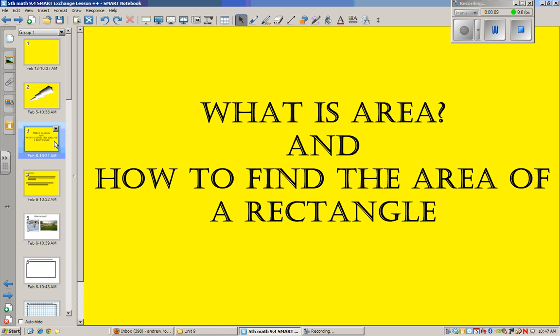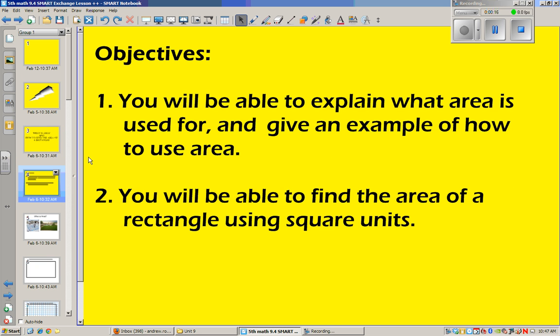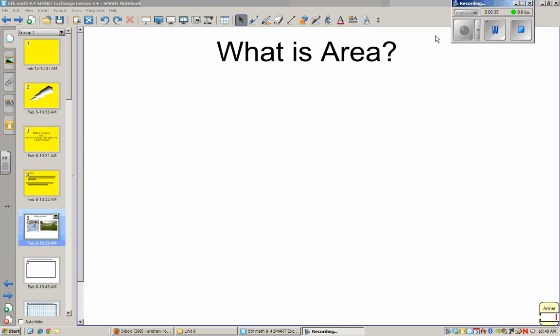Today's video is on what is area and how to find the area of a rectangle. We have two objectives today. The first one, you will be able to explain what area is used for and give an example of how to use area. Number two, you will be able to find the area of a rectangle using square units. Let's dive right into that first objective and talk about what area is.